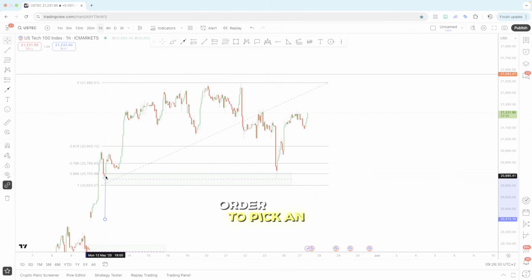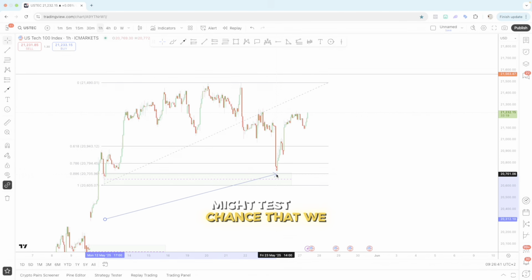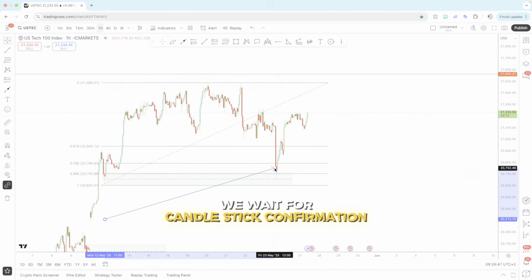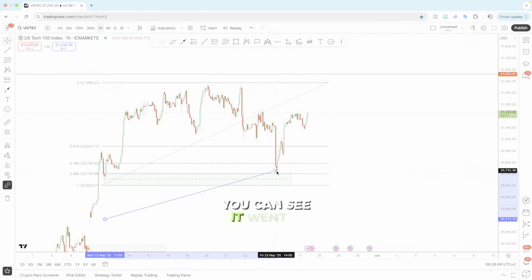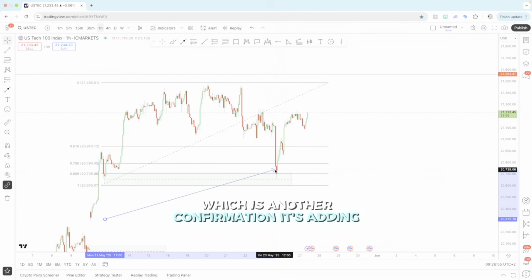I was able to pick an order block. Price was able to break above these highs here and go all the way up. So basically this was an area where price printed an order block, and I was able to spot that there's a high chance that we might test out this order block, and we can see we did. At the same time, once price is here, we wait for candlestick confirmation. So this candle here, you can see it tested, it did everything, then it rejected, which printed a hammer, which is another confirmation.